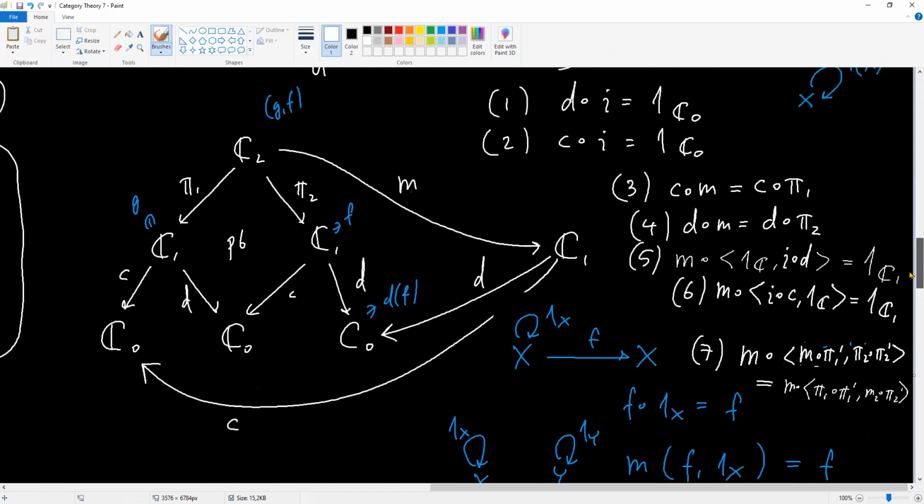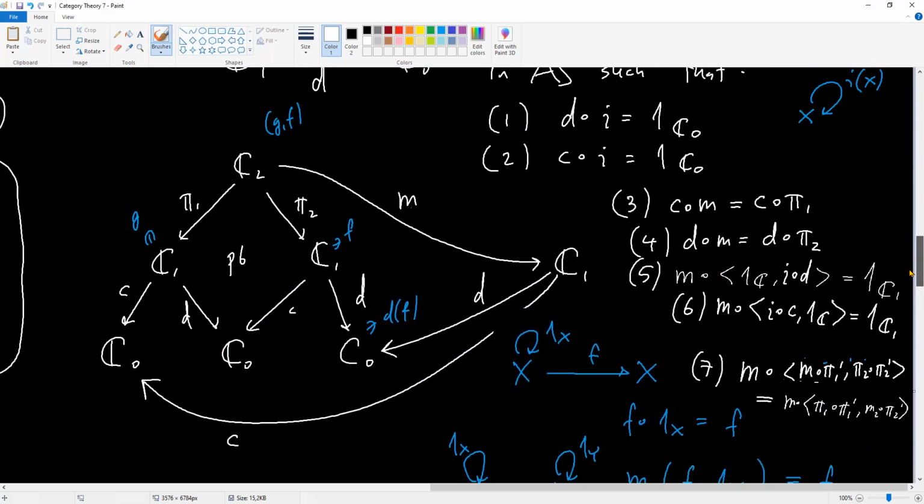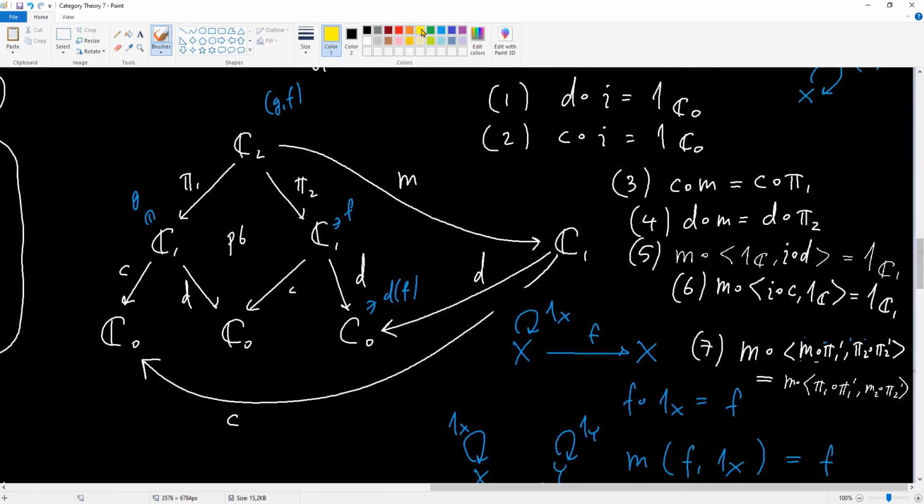So that's it. We're done with the definition of an internal category, where this axiom 7 represents the associativity axiom. Axioms 5 and 6 represent identity laws. Axioms 3 and 4 tell me what the domain and codomain of a composite is. And axioms 1 and 2 tell me that the identity morphisms have the same domain and the codomain as the object itself is.